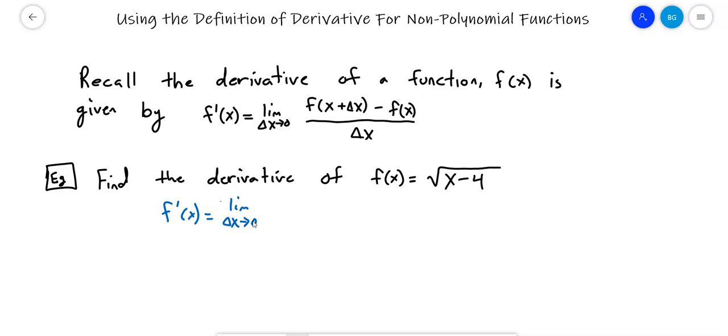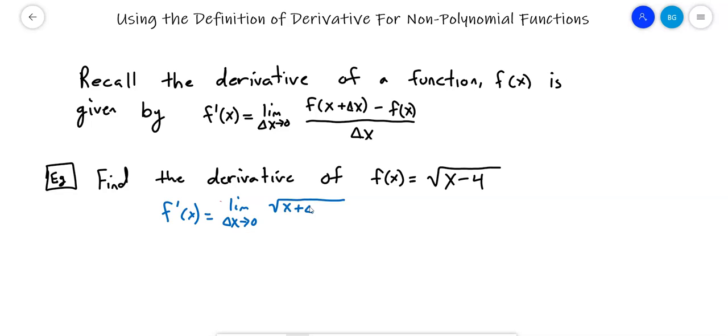And also recall in your own class you might be using h there instead of delta x. I like the delta x notation. A lot of people like the h notation. It's just preference in notation. So don't let that throw you off.